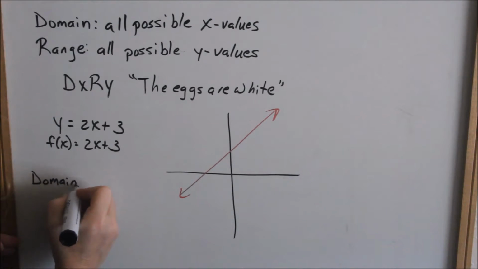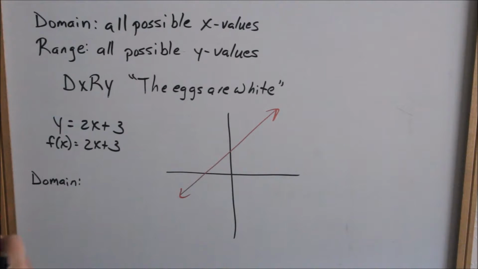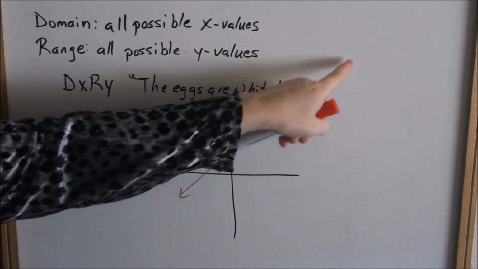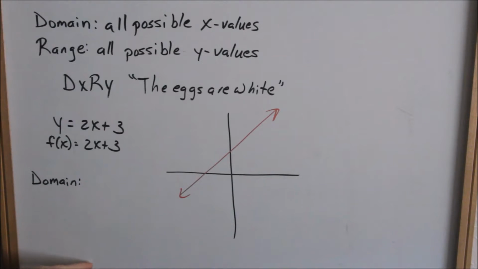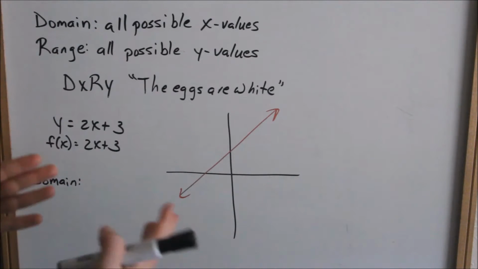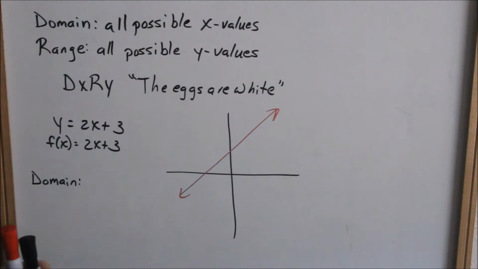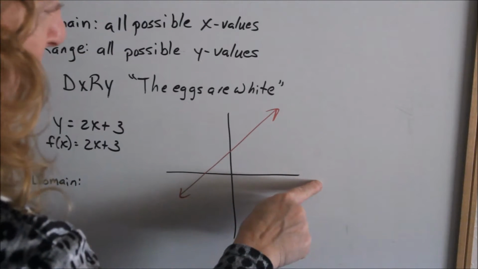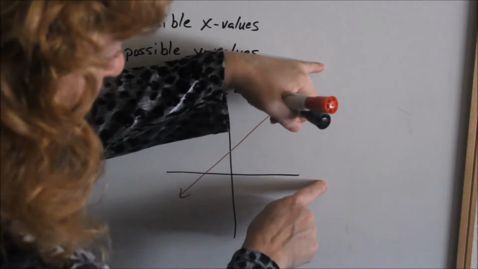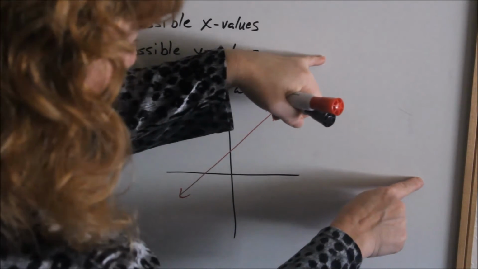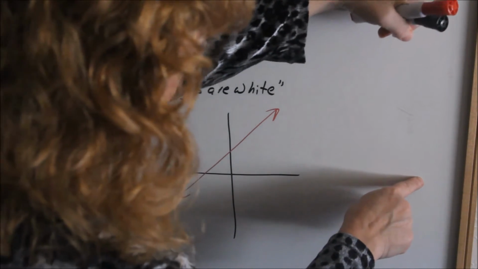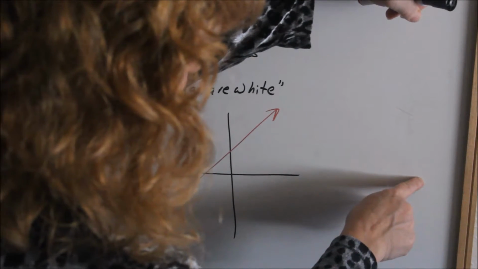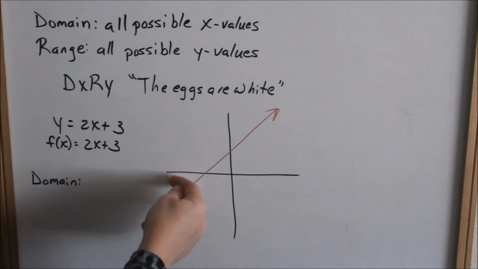Okay? Domain is all the possible x values. This line goes forever and ever in that direction, and it goes forever and ever in this direction. Are any of my x values limited? No. In other words, if I go this direction in my x, then I still will have x values in my line. If I keep going on my x-axis, I will have x values that just keep increasing. Same if I go in the negative x direction.